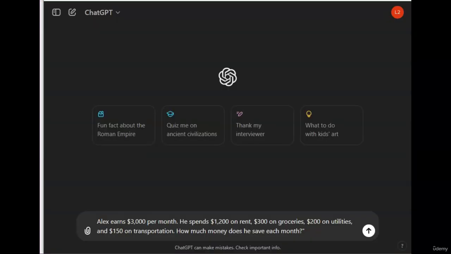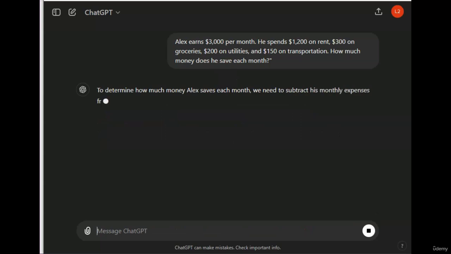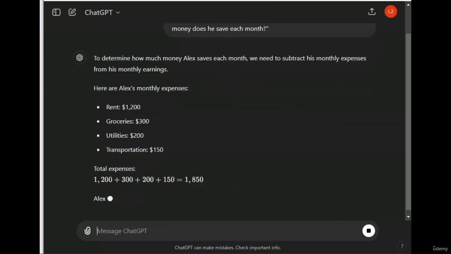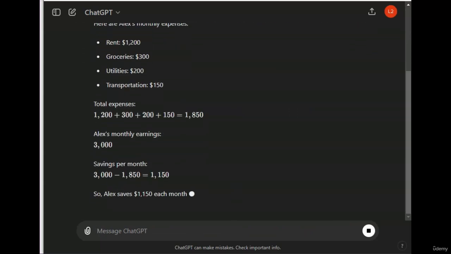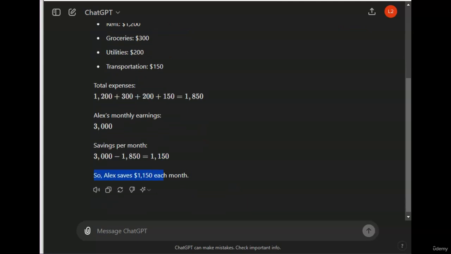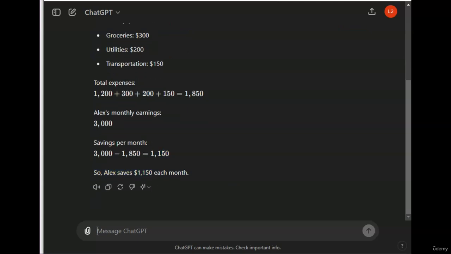I've written a prompt: Alex earns $3,000 per month. He spends $1,200 on rent, $300 on groceries, $200 on utilities, $150 on transportation. How much money does he have each month? Let's run the prompt. So the first output that we received is $1,150. Let's ask it again.